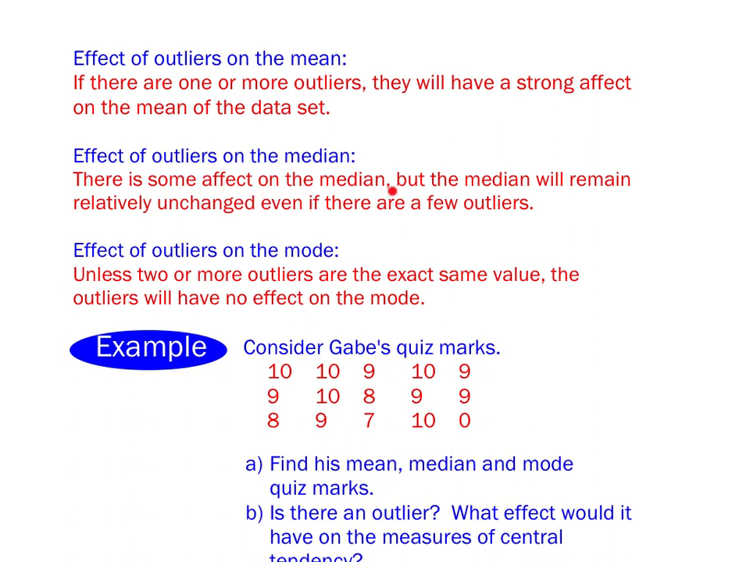There is some effect on the median, but the median will remain relatively unchanged even if there's a few outliers. So there might be some change to the median, but there's not very much change to the median. How about the mode? Unless two or more outliers are the exact same value, the outliers will have no effect on the mode. Okay? So unless the outlier is the mode, there'll be no effect on the mode.